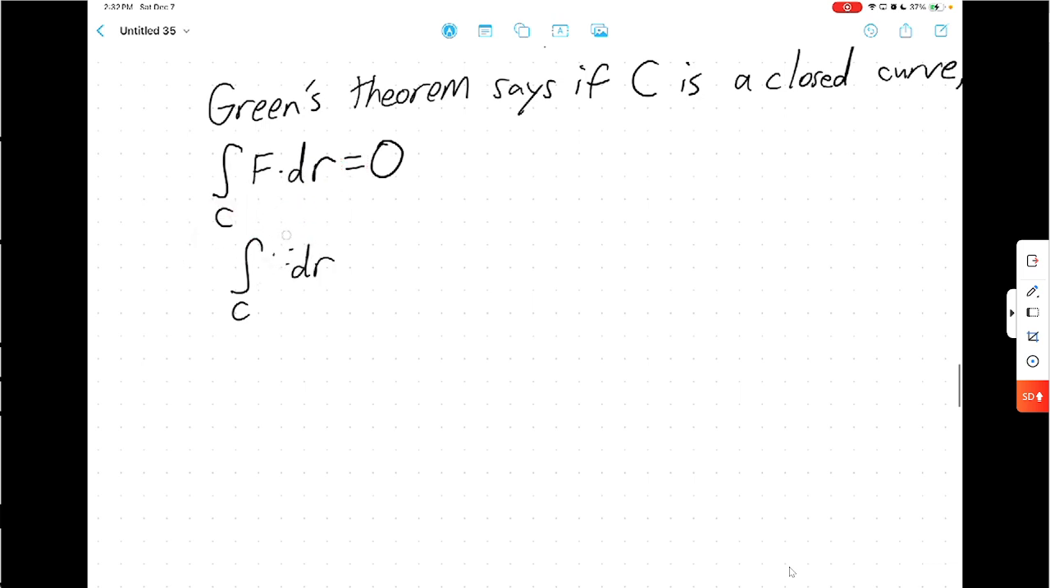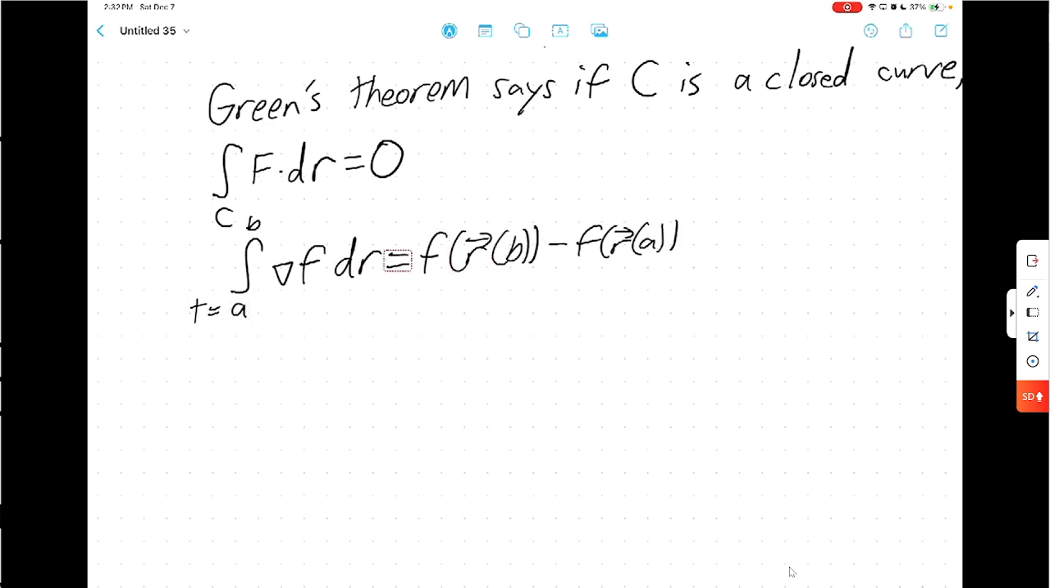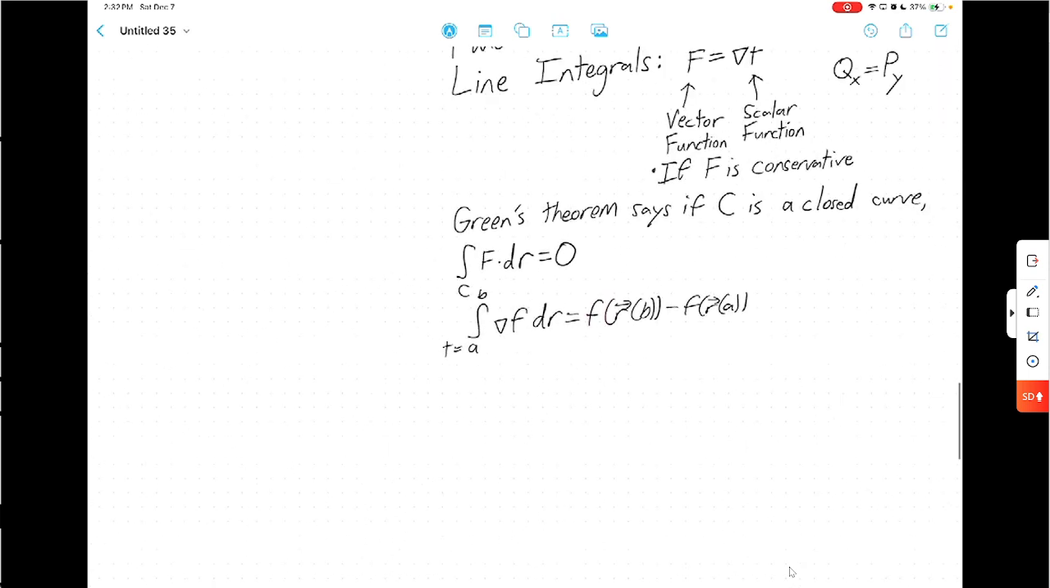And then the actual fundamental theorem of line integrals is saying that this one, with the gradient of f dr, is just f of r of b minus f of r of a, with t going from a to b. Like so, that's the actual fundamental theorem of line integrals. All right, are there any other topics I should go over, or should we just go straight into the exam review problems?